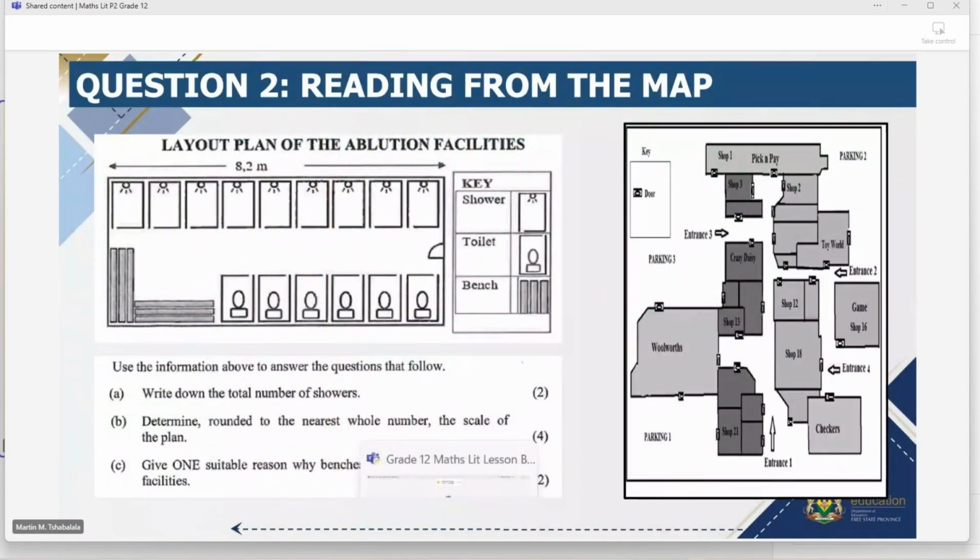This one is the layout plan of the ablution facilities. What is the ablution facility? Those are the toilets with the showers, or whatever. We call it ablution facility. The question can say, in last year's question, write down the total number of showers.